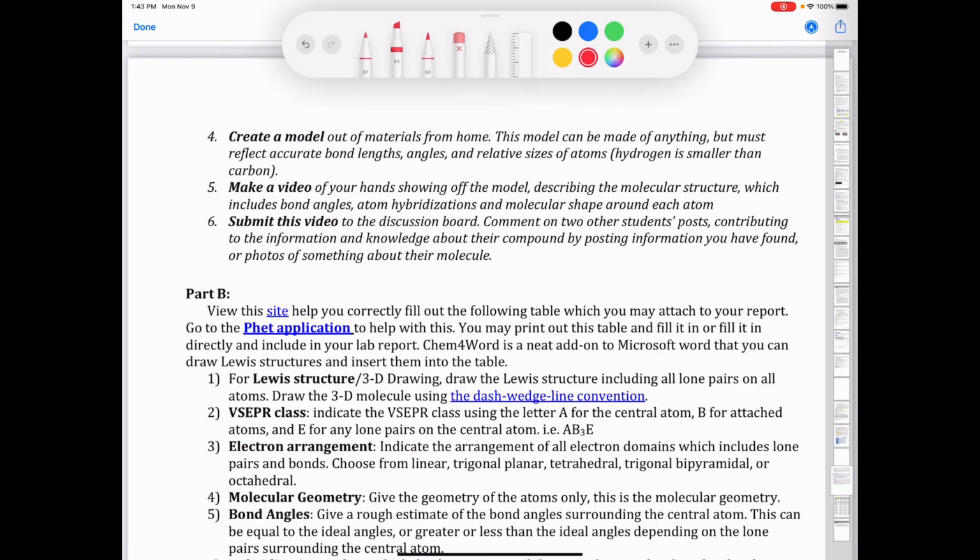We are going to skip parts 4, 5, and 6, so you don't have to make a model at home, and you don't have to make any videos or comment on anybody else's videos.